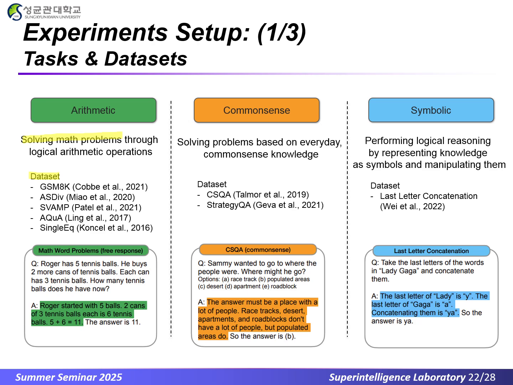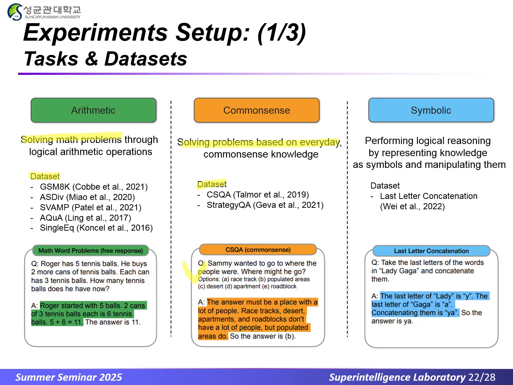Common sense solves problems based on everyday, real-world questions with CSQA and strategy QA. Exemplars here provide brief elimination or inference steps. For instance, Sammy wanted to go to where the people were. Where might he go? And the options are given, and the answer is provided with the reasoning step like the answer must be a place with a lot of people.